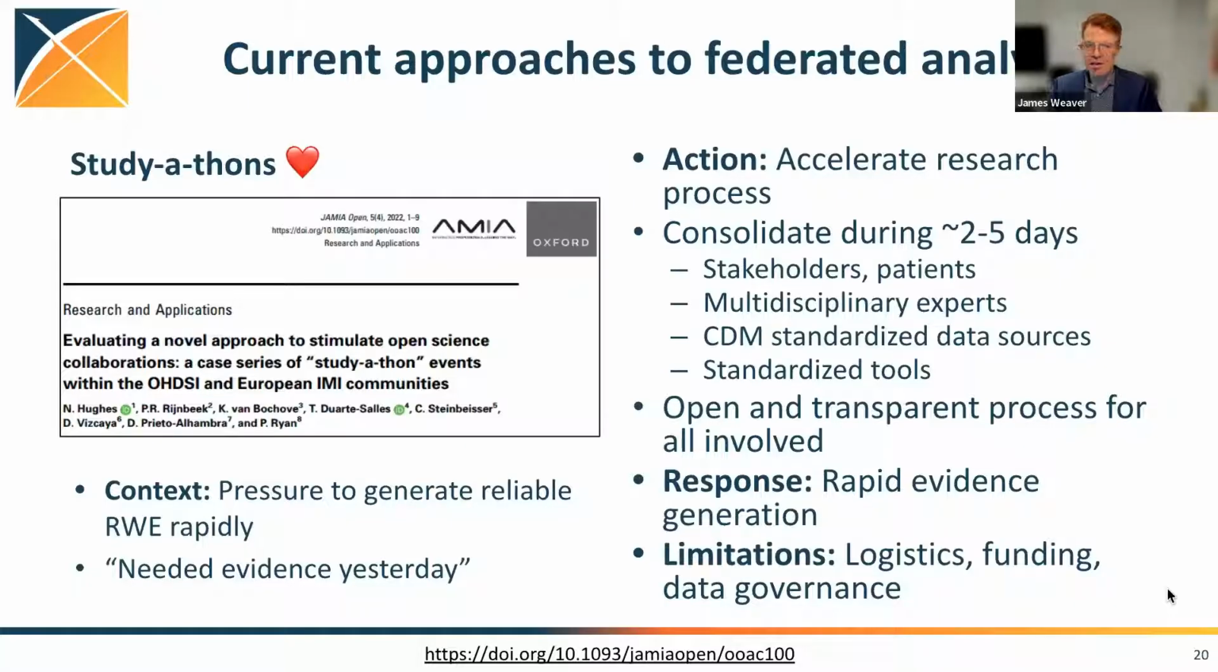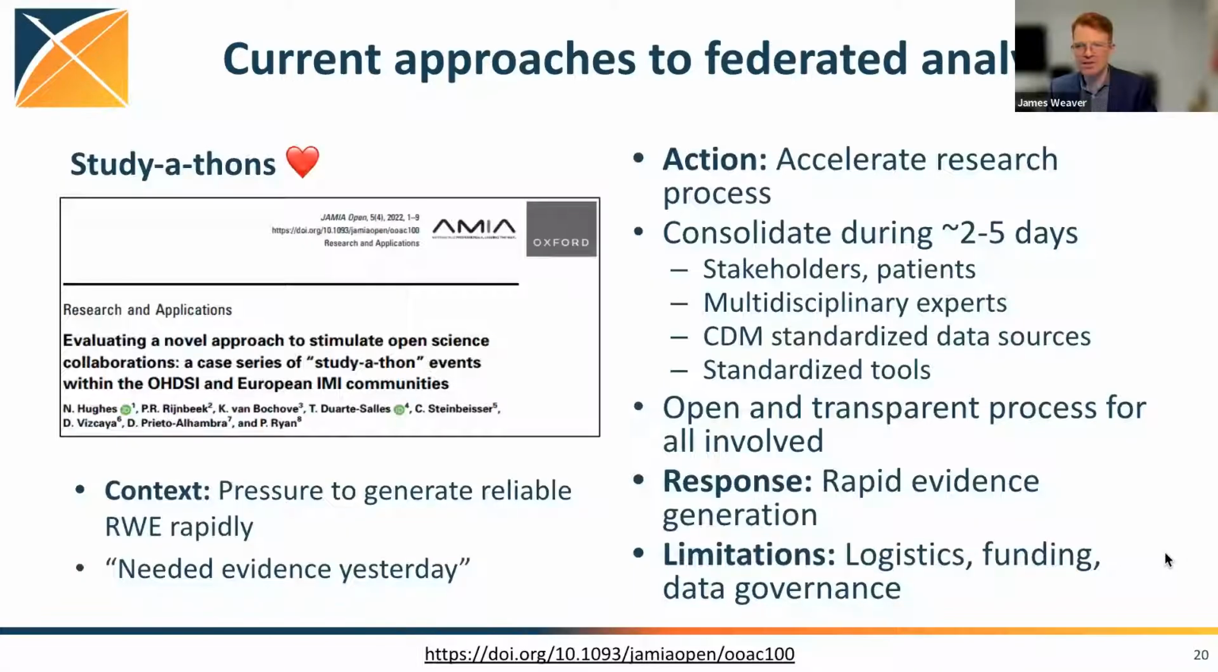Well-conducted study-a-thons have rapidly produced reliable evidence where logistics, funding, and data governance requirements have been well planned in advance. This little heart emoji indicates that I love these events, but man, they are tiring. They can take a toll on you. But I'm introducing this approach because they're possible thanks to the OMOP CDM and standardized analytics, and of course, excellent leadership and tight project management.